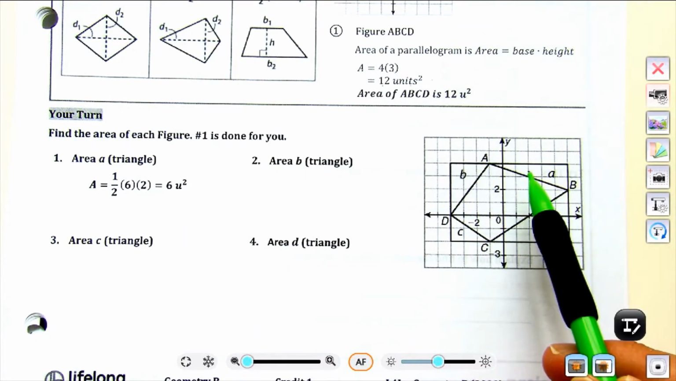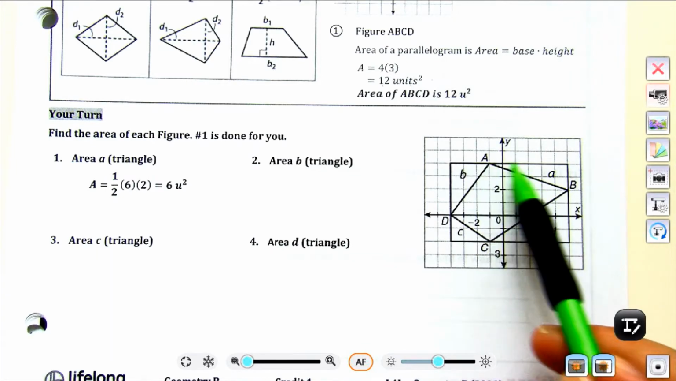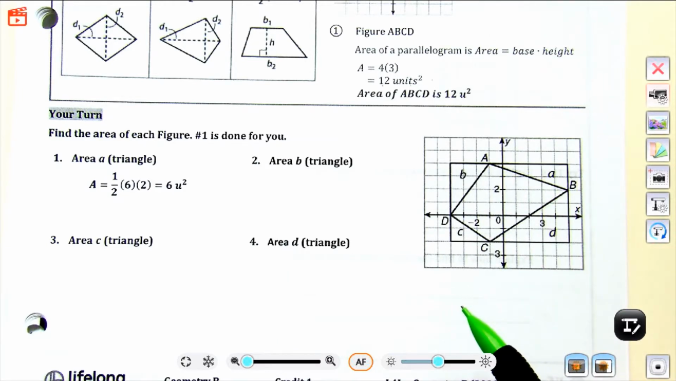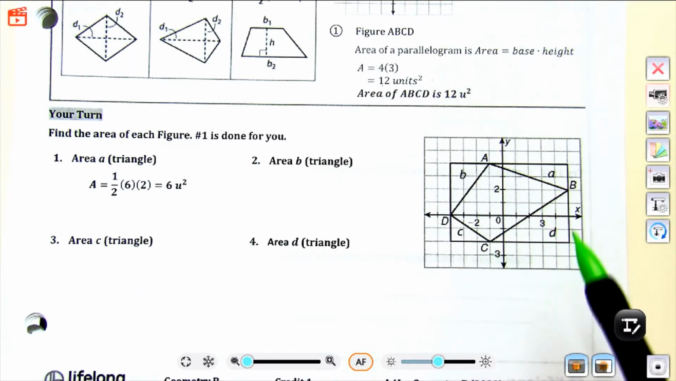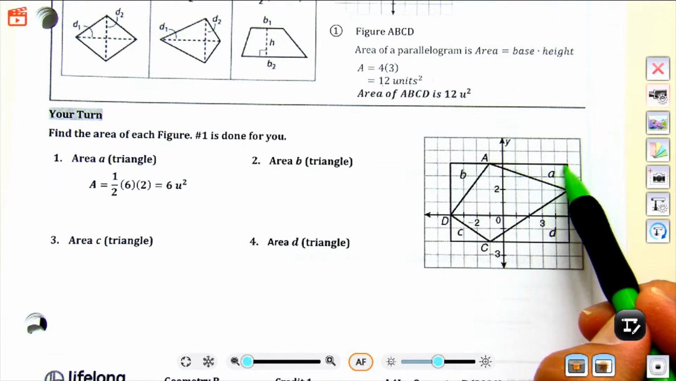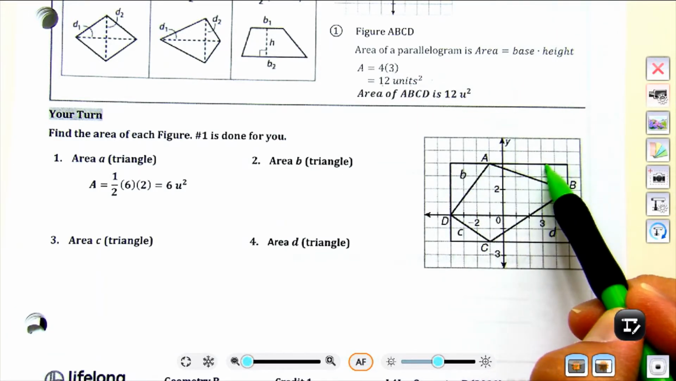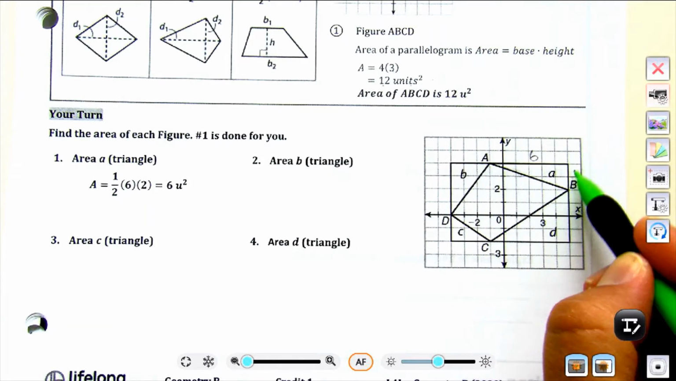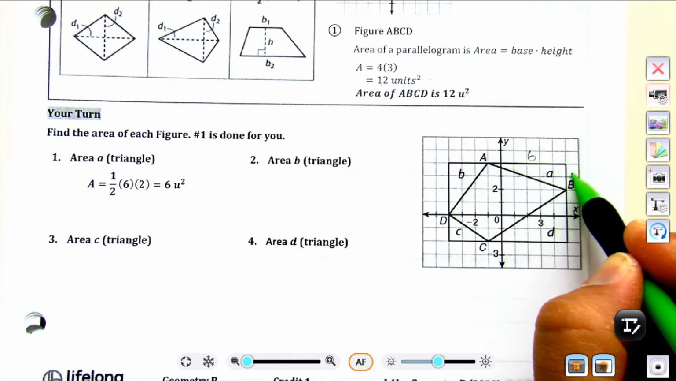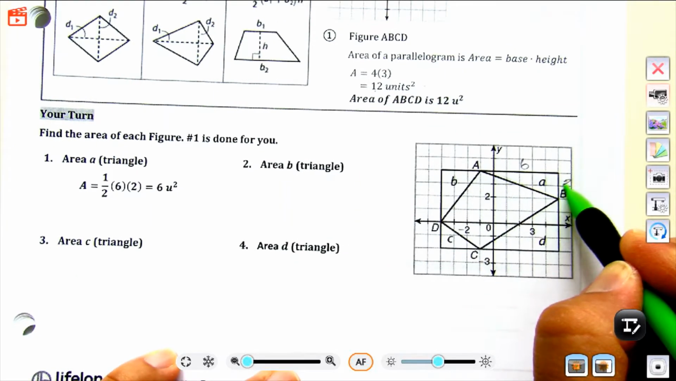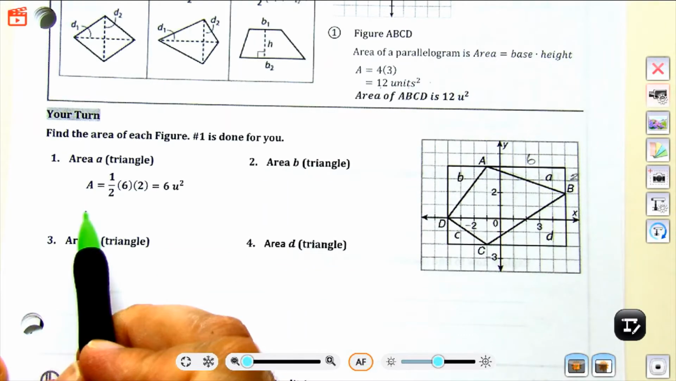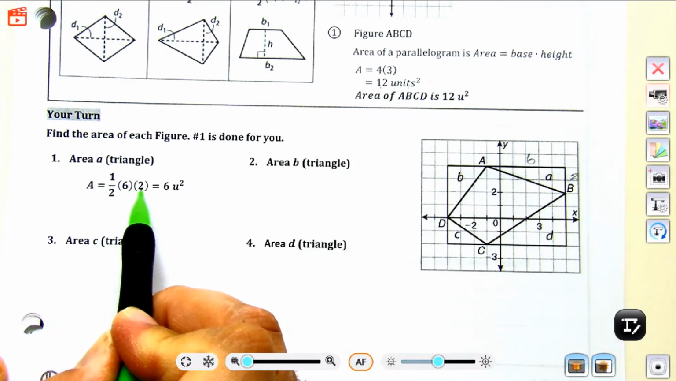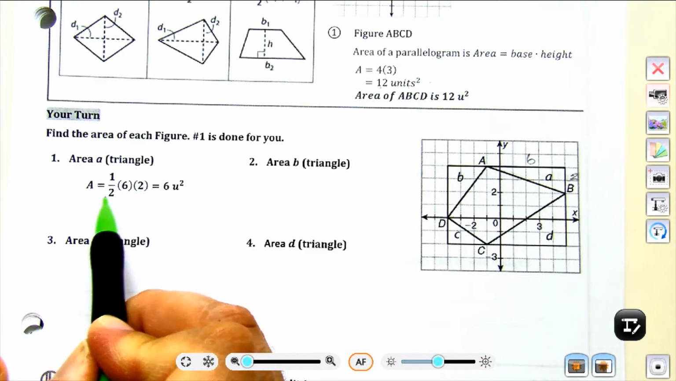To find the area of triangle A, they found the base. The base is here, and they counted 6 units. So 1, 2, 3, 4, 5, 6. And then the height is 2. The formula for a triangle is 1/2 base times height. 6 times 2 is 12, and half of 12 is 6. So they get 6 units squared.